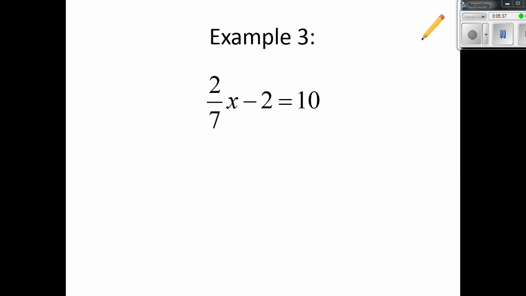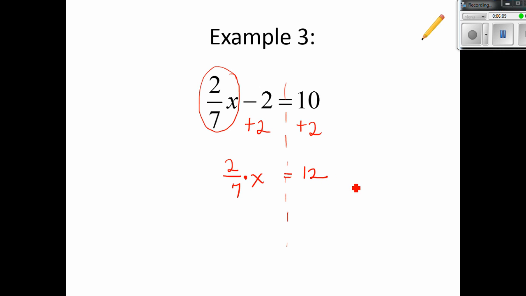All right, one last problem for this evening. We're going to go ahead and solve for x. There's no distributive property here, but there is a scary fraction. Not that scary though. It'll be fine. We have 2/7 x minus 2 equals 10. I want to get that isolated. So I'm going to go ahead and add 2 to both sides because I have to cross the equal sign. So we have 2/7 x equals 12.